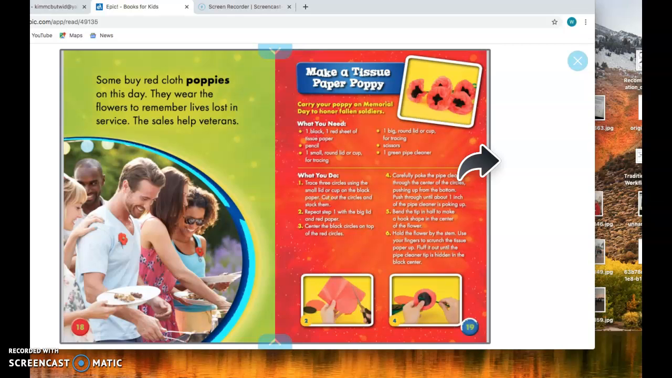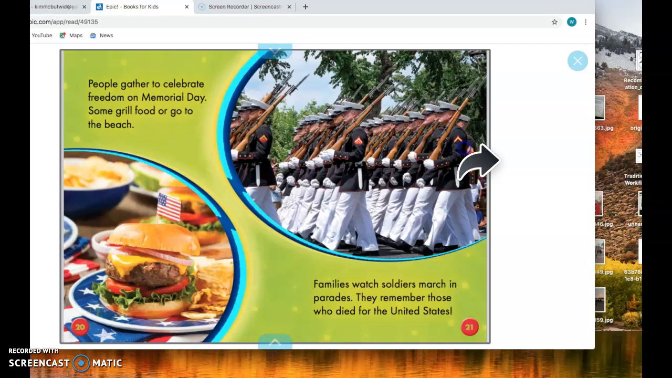Finally, hold the flower by the stem. Use your fingers to scrunch the tissue paper up. Fluff it out until the pipe cleaner tip is hidden in the black center.